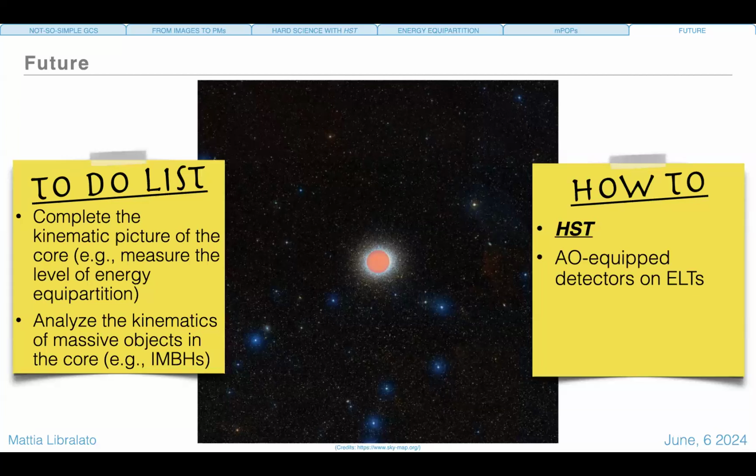We might wait for other clusters to use detectors on ELTs, with the AO, but it might still be a challenging measurement because there can be some things that make it difficult.